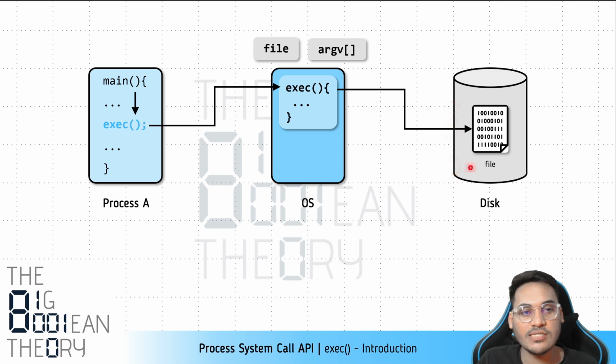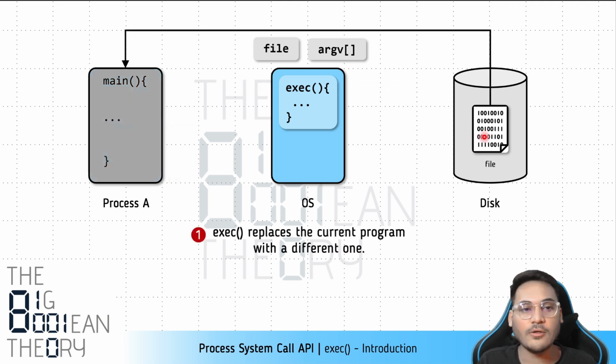It will search on the disk within the current directory whether this file is present or not. And when it locates the file, it will load the program. So this is the binary file, this is the program, and it consists of the executable instructions and the data. It will load this program and replace the code and data of this process A with the contents of this binary file.